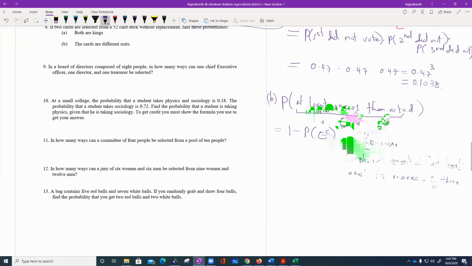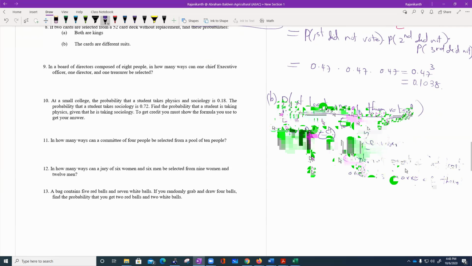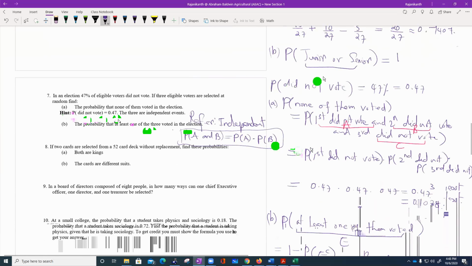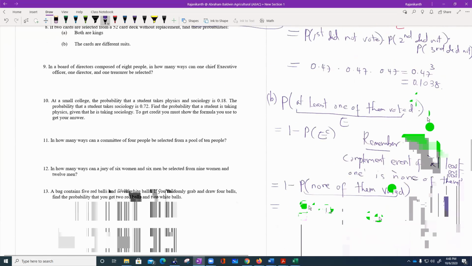So the complement of at least 1 is none of them, right? That means the probability of at least one of them voted is equal to 1 minus the probability of none of them voted. But to get this piece of probability, we already know the probability of none of them voted from the first part. Exactly, we were finding the probability of none of them voted. We got that answer, right? Simply you could use that answer here. So this is the easiest way to do this problem using the complement event formula.